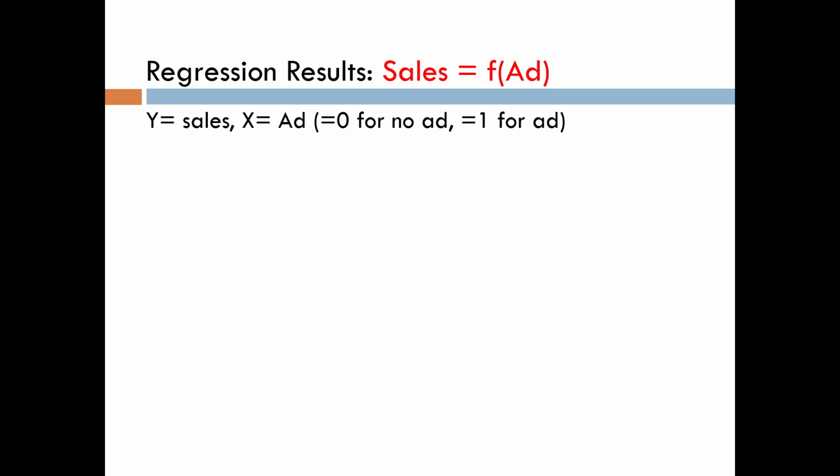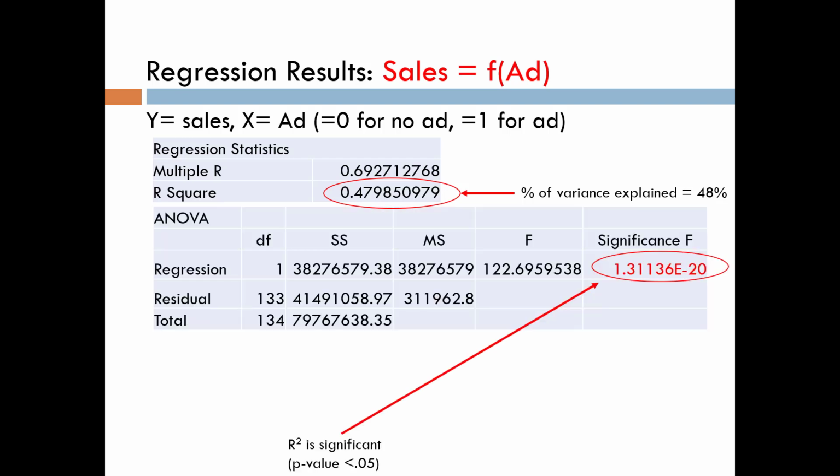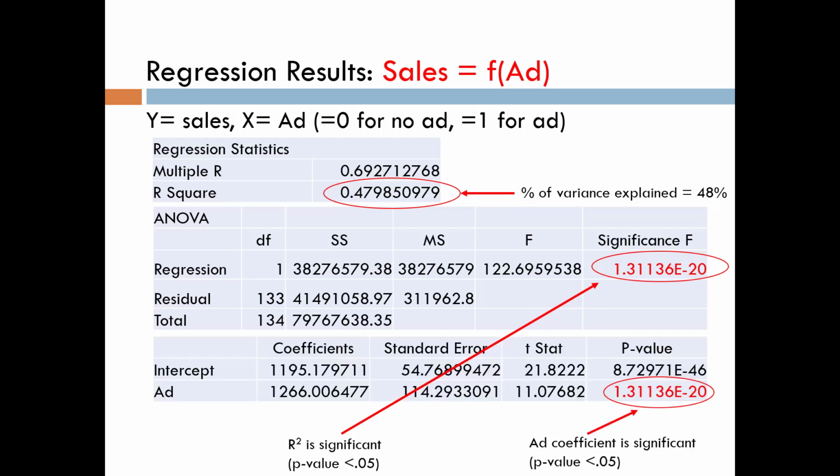Since only ad was significant in the last regression, we can remove price from the regression model and estimate a regression with just ad as the independent variable. Now, looking at the output, we see that removing price did not make much of a difference. The R-squared is still 48%. The test for the R-squared is still significant with a p-value less than 0.05. The coefficient for ad is also significant with a p-value less than 0.05.